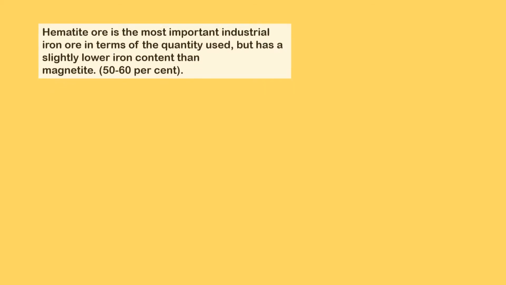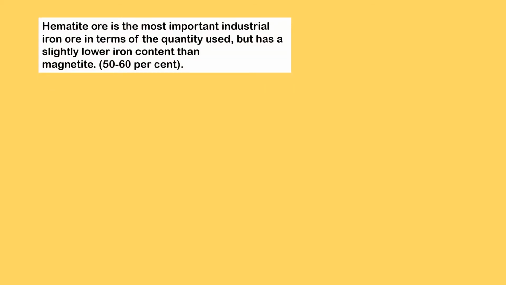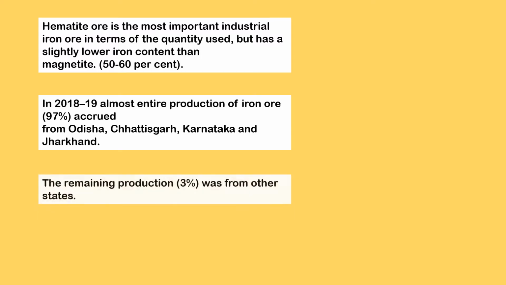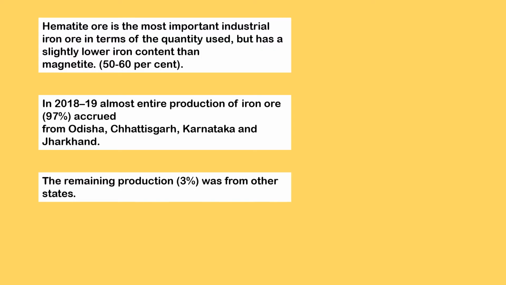Now let's continue learning about iron ore. We are going to learn about hematite. Hematite ore is the most important industrial iron ore in terms of quantity. It has slightly lower iron content than magnetite. In 2018-2019, almost the entire production of iron ore was procured from Odisha, Chhattisgarh, Karnataka and Jharkhand. The remaining production was from other states. So the main states which produce iron ore are Odisha, Chhattisgarh, Karnataka and Jharkhand. This will be asked as a map question.